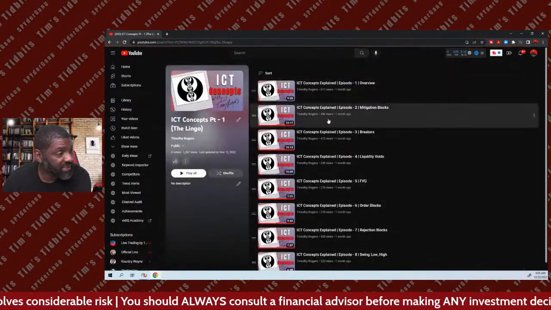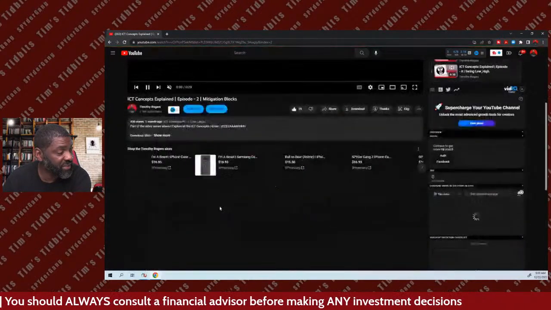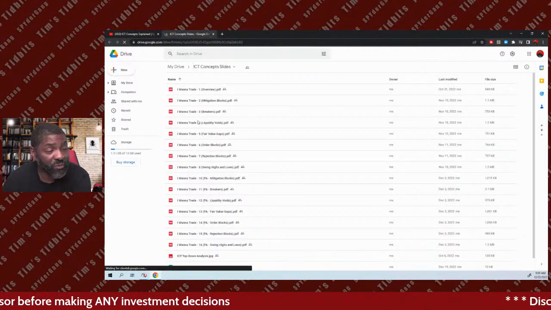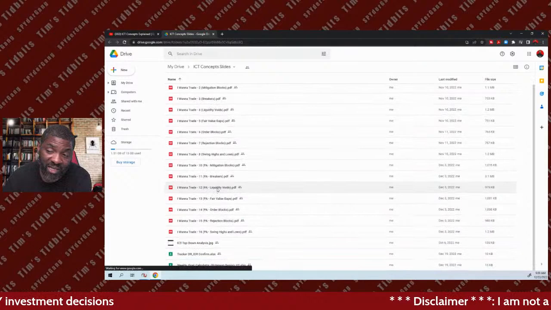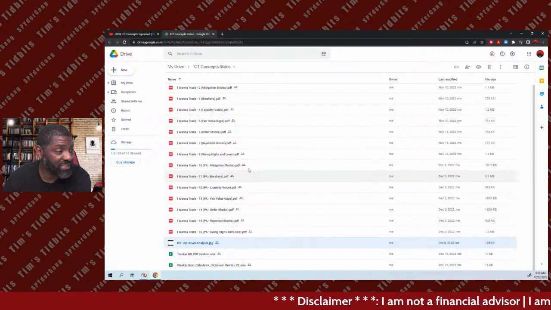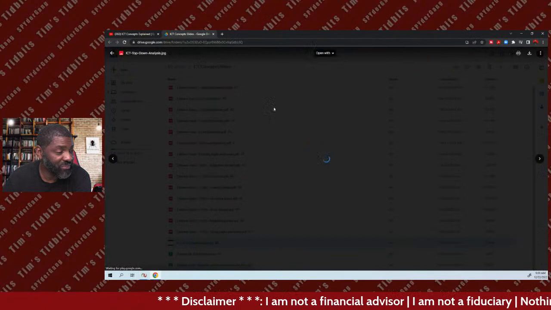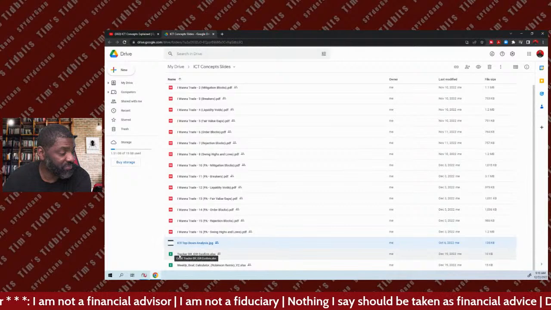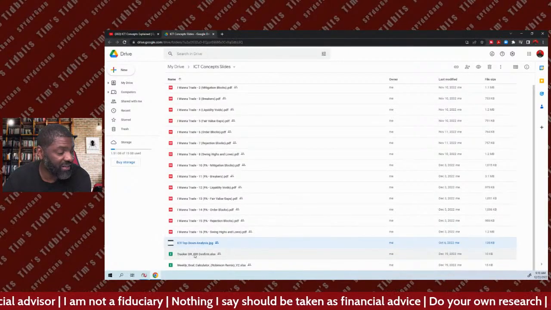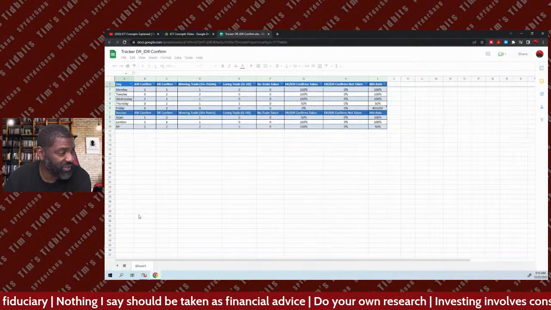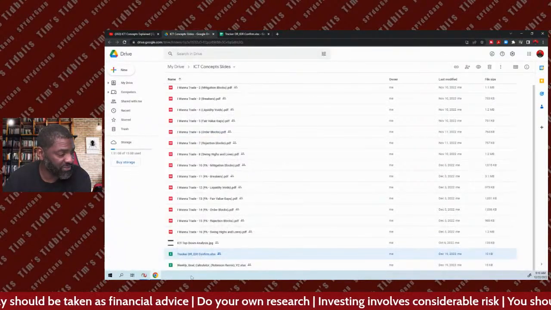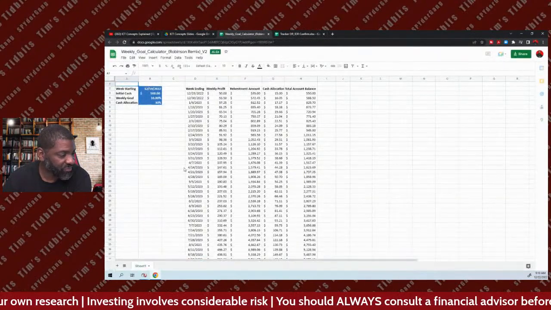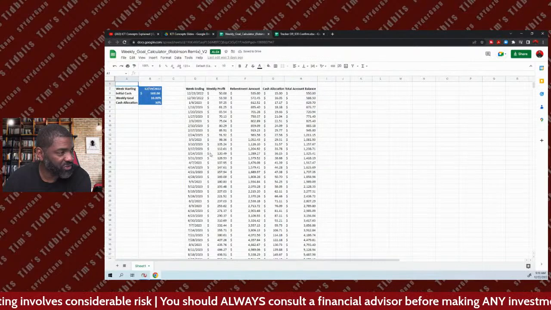If you go to the ICT concepts, any of the videos in there, you'll see a link in the description called download slides. It takes you to a Google Drive folder. You can download the slides. You can download the PIM chart, right? The PIM chart, that's the PD array matrix that ICT created. We got a DR, IDR tracker spreadsheet that I created. If you're interested in DR, IDR, we got the weekly goal calculator. Shout out Robinson for making it more functional, right?